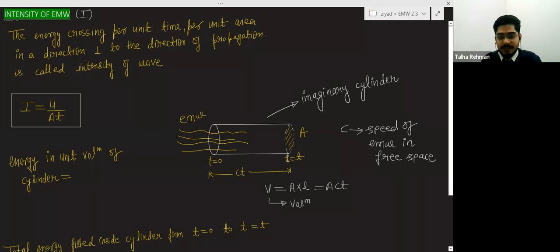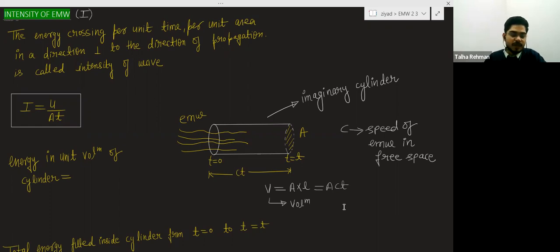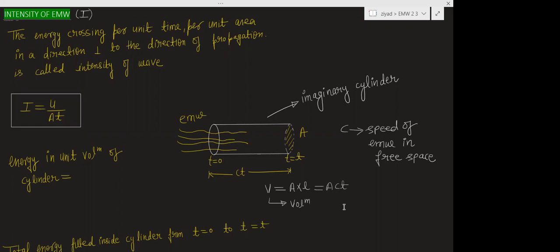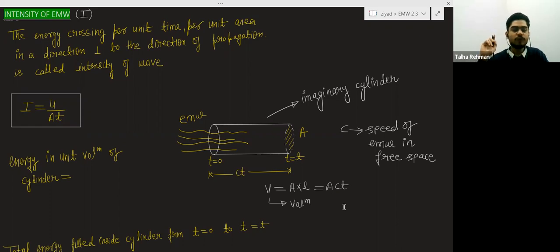Now in time t, from t is equal to 0 to t is equal to t, in this volume of the cylinder, we will calculate how much amount of energy is there. Now, can you tell me that in 1 meter cube of volume, how much will be the amount of energy? Earlier, we have calculated the energy per unit volume of the cylinder. Basically, energy per unit volume is equal to the energy density of electromagnetic wave.